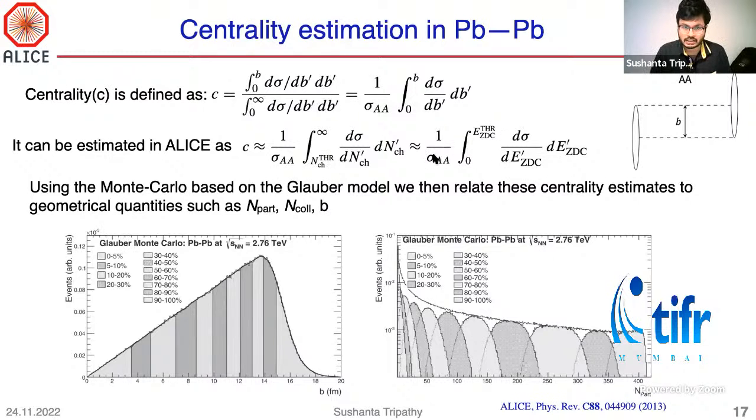In another way, one can also use the ZDC energy threshold to obtain the impact parameter and the centrality for lead-lead collisions. Then one uses a Monte Carlo based Glauber model to fit the multiplicity distribution and connect it to geometrical quantities such as the number of participants and the number of binary collisions. Here is the Glauber Monte Carlo impact parameter distribution, and on the right-hand side is the multiplicity distribution and the N participant distribution.